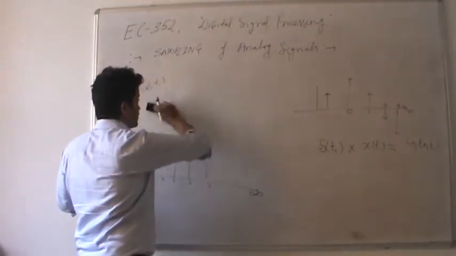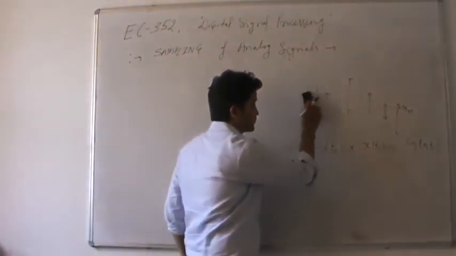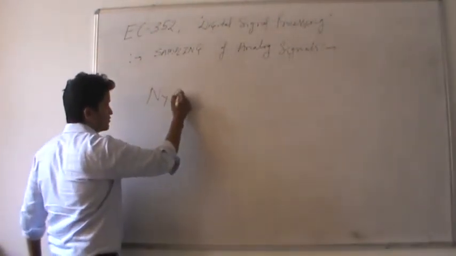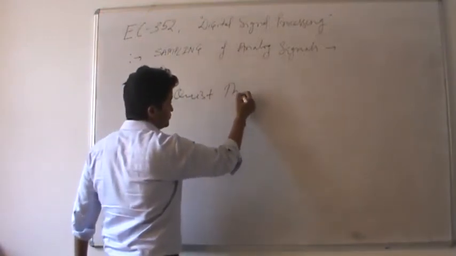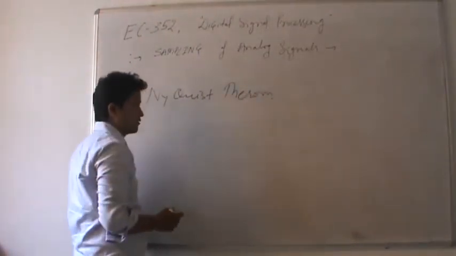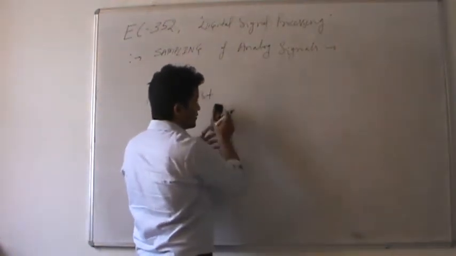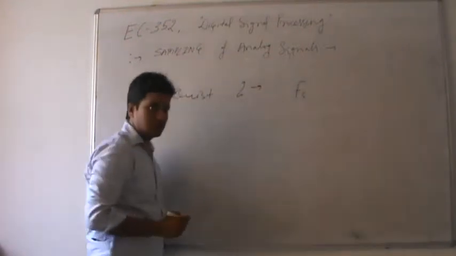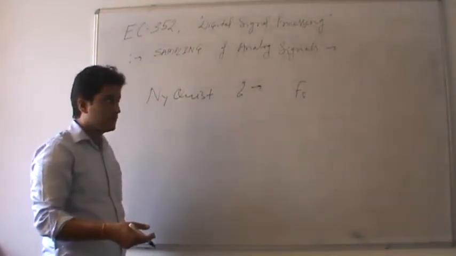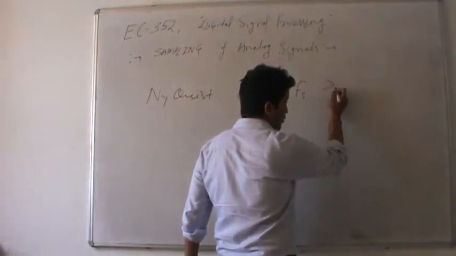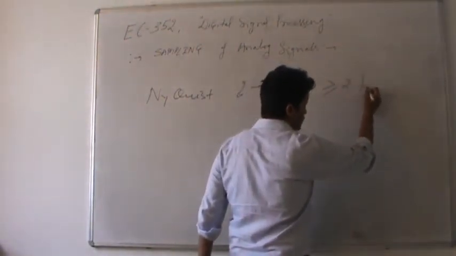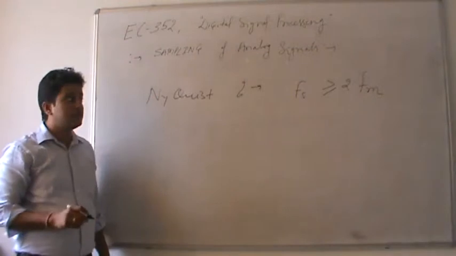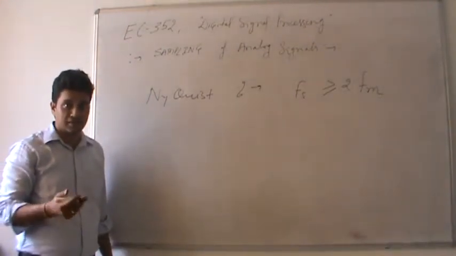The Nyquist theorem states that if the sampling frequency, the rate of sampling, is greater than or equal to twice the maximum frequency content of the original signal, then we will be able to recover our original signal from the converted signal.